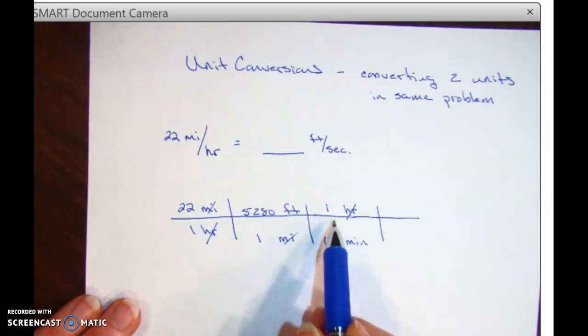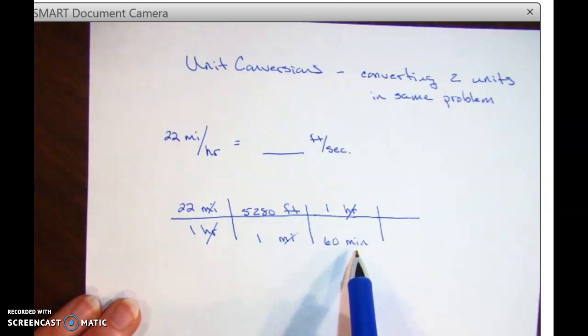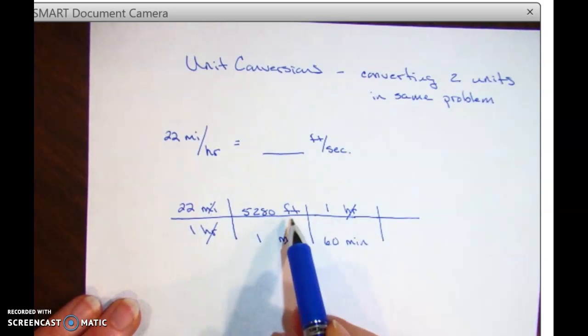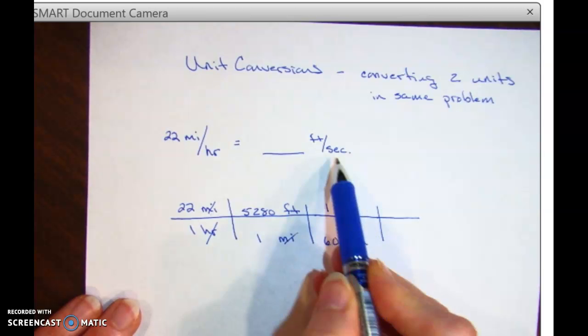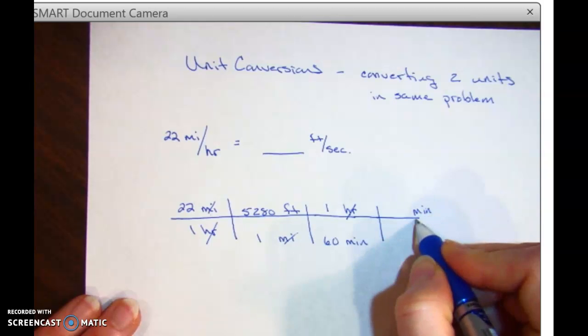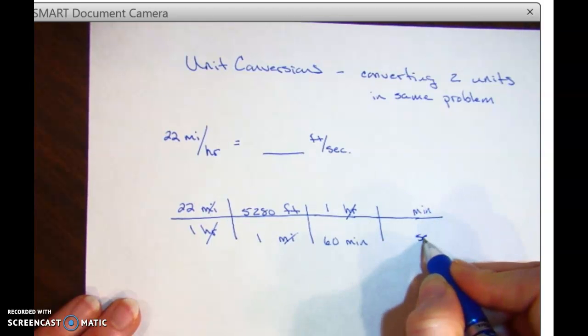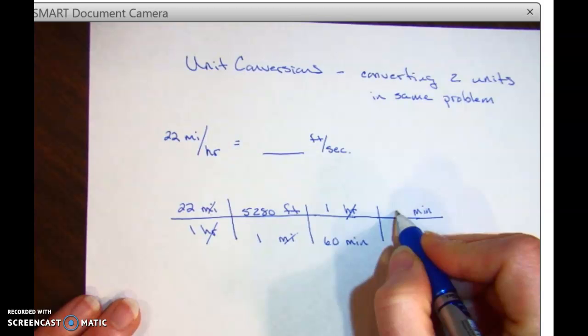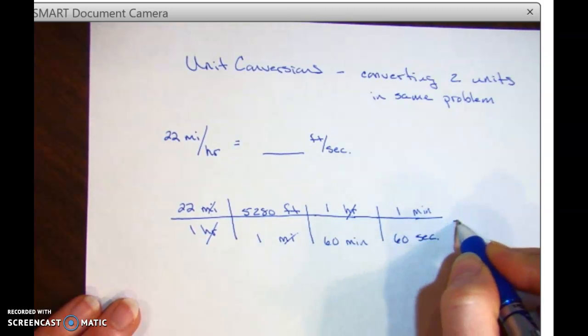If I did the math and I finished here, my unit would be feet per minute. But we want feet per second. I need minutes to go away, so minutes come up top. I can put seconds in the bottom. I know that 1 minute is 60 seconds.